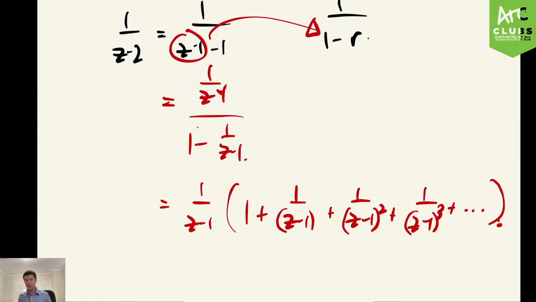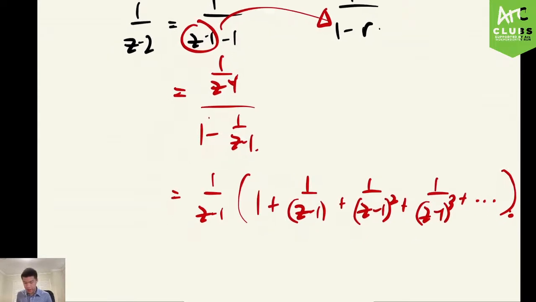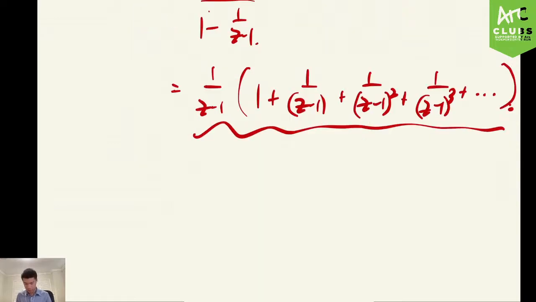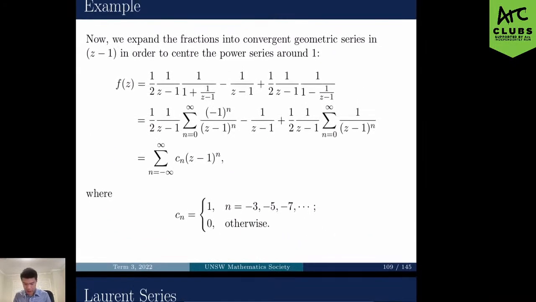And it goes all the way up to infinity. And so what you end up getting is a very similar sum of terms in the form z minus 1 to the power of k. Let's just see how they've written it out.